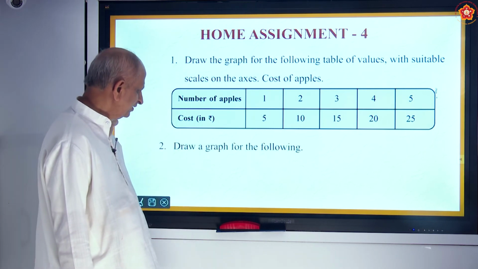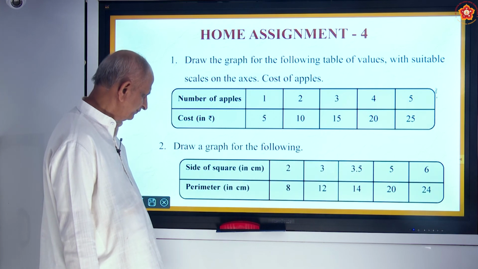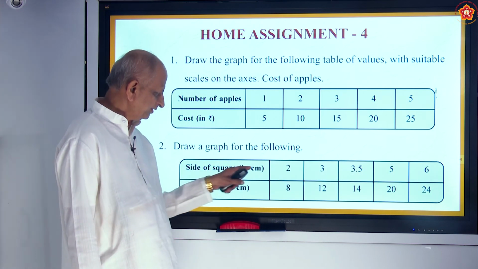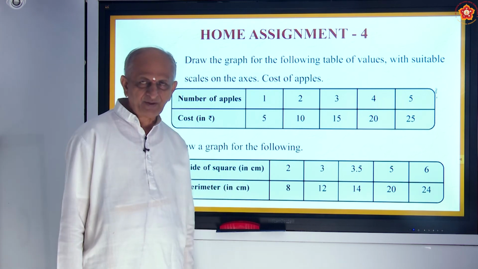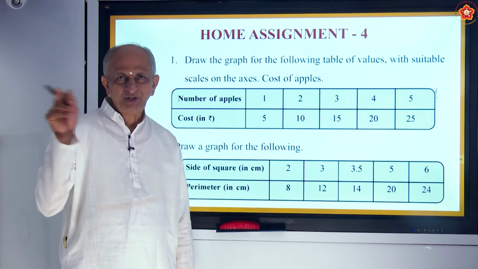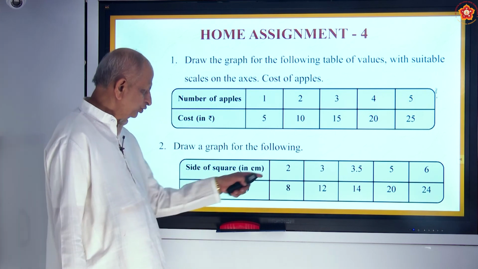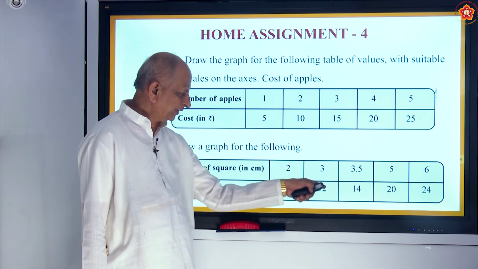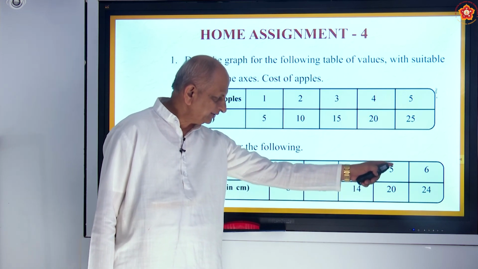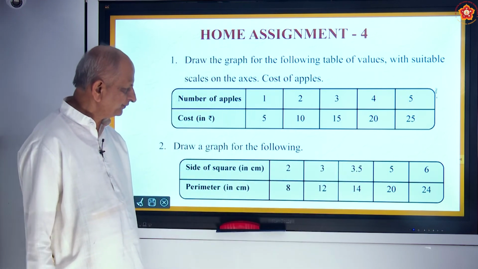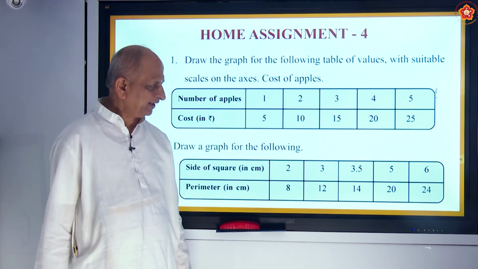It will be a linear graph. And the second question, draw a graph for the following. The side of a square is given. 2. Perimeter. What is the formula for perimeter? 4 into side, 4L. So 2 into 4, 8. 3 into 4, 12. 3.5 into 4, 14. 5 into 4, 20. 6 into 4, 24. So come prepared for that, okay?